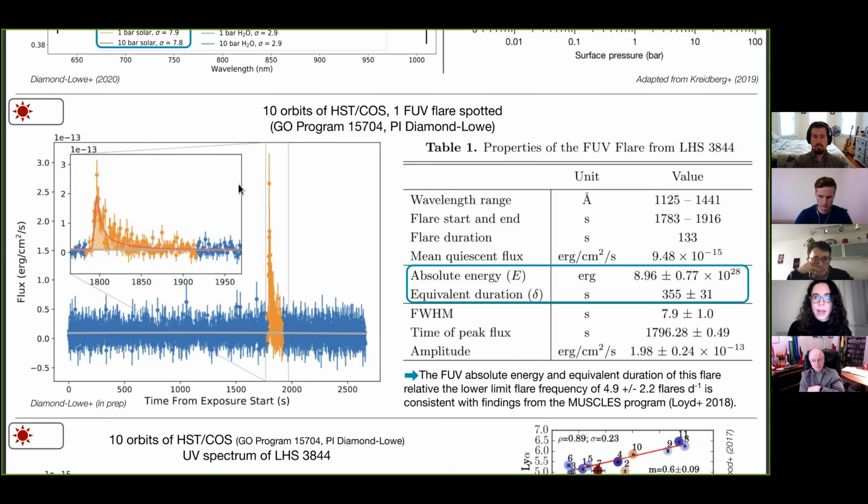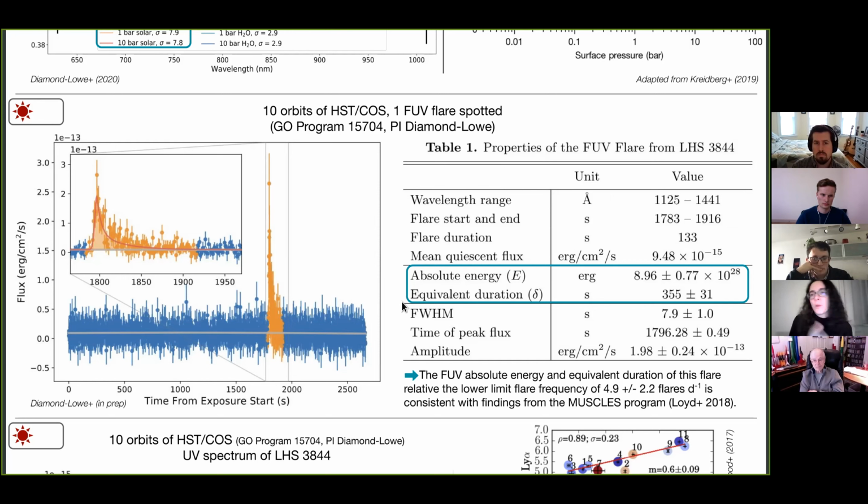And I've provided a lot of the properties here, but if we just focus on the absolute energy and equivalent duration, these are ways you can compare flares in a more apples to apples way, even though they might be on different stars with different surface temperatures, different properties, things like that. These are good comparisons.